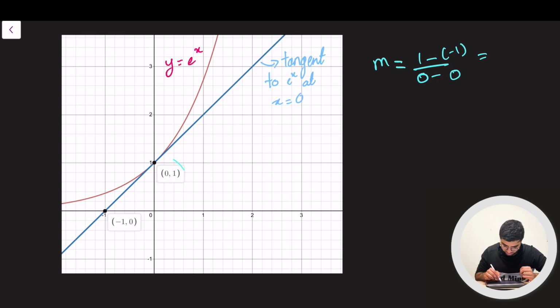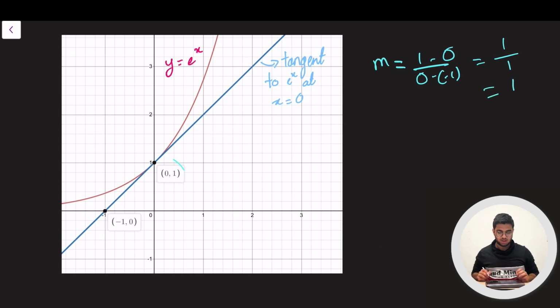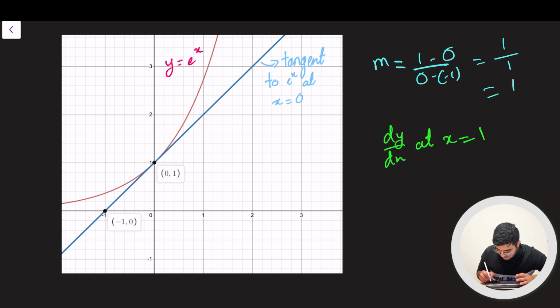That doesn't seem right. I've made a mistake. And you get -1 and 0, which gives you 1 over 1, which is 1. So we are saying that the slope of this tangent is 1, which means dy/dx at x equals 0 is equal to 1.